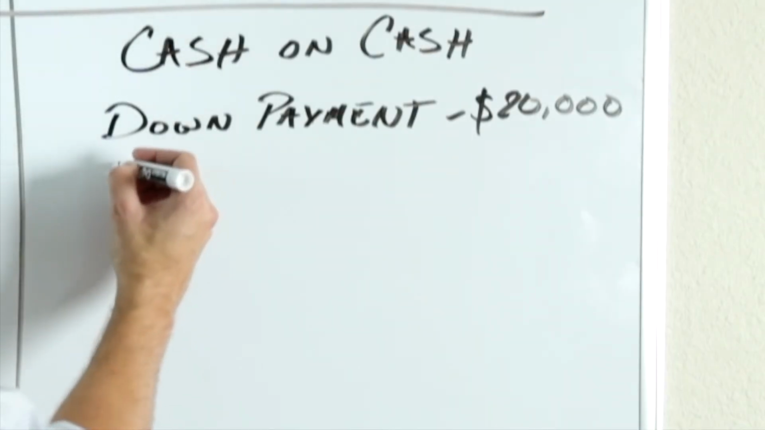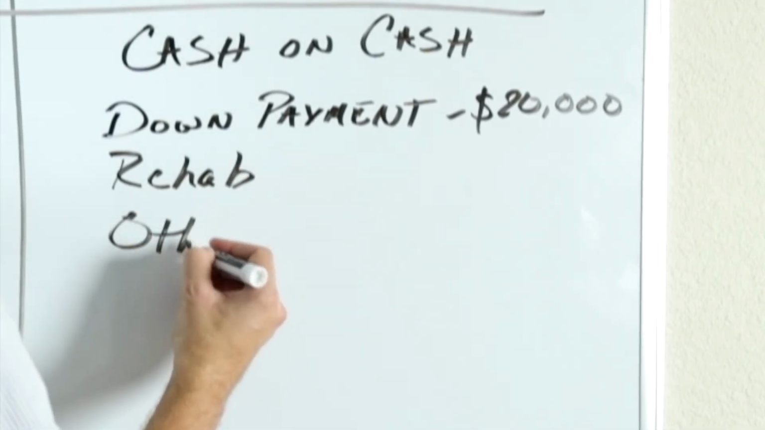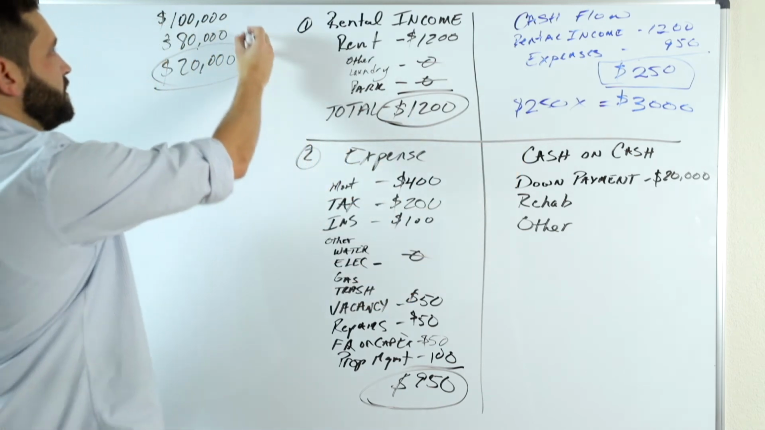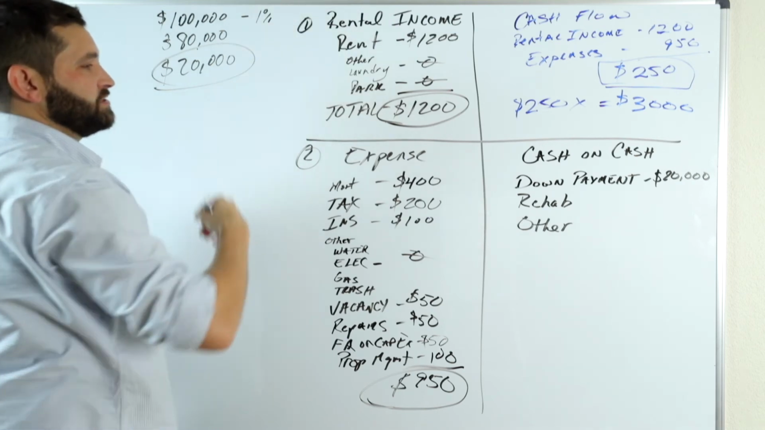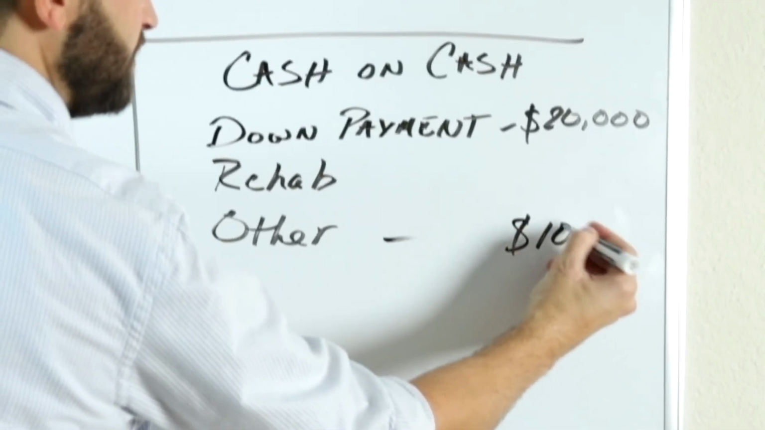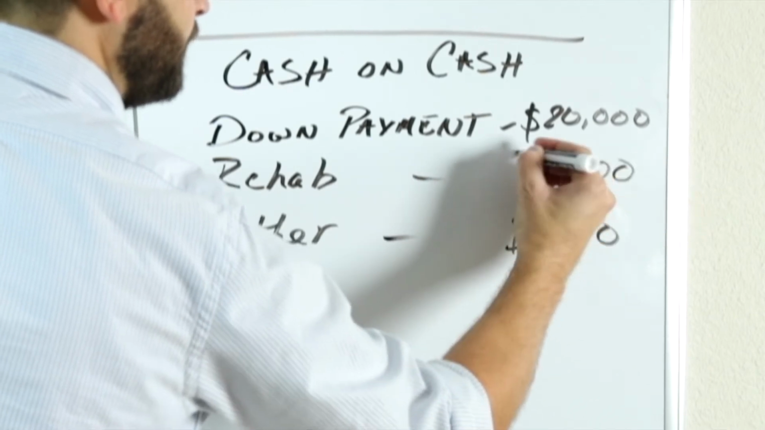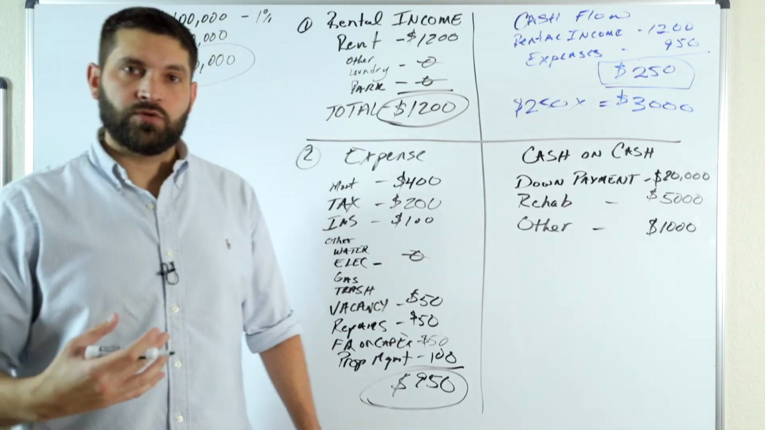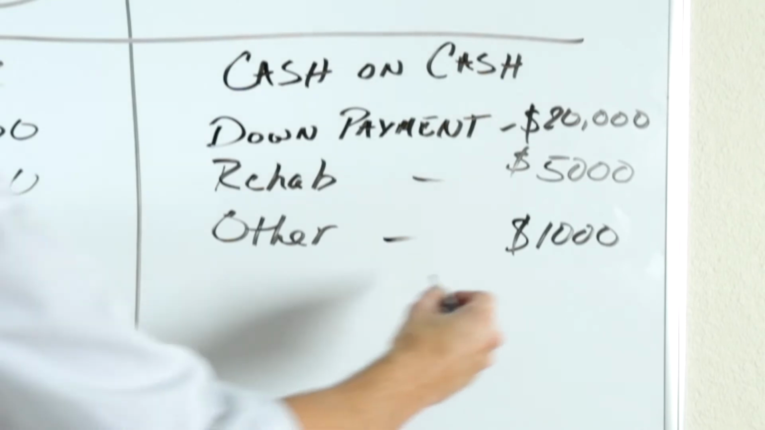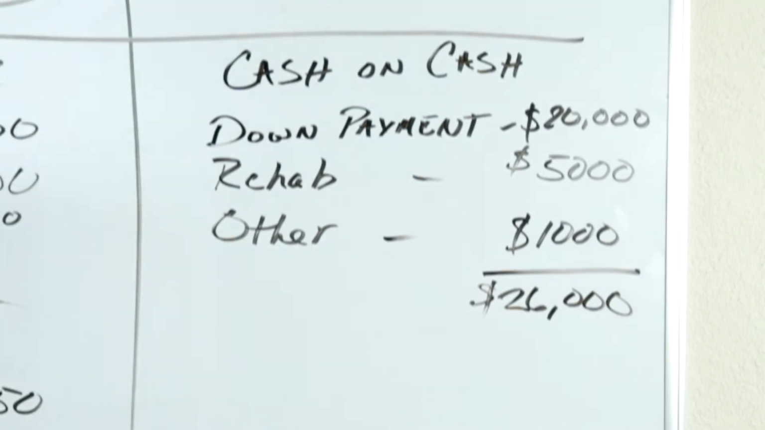One of the other things that I had to do is put some money into it as far as rehab, and you're always going to have other costs, okay? When I'm buying a $100,000 property here, basically about 1% of that is going to go to closing costs and stuff like that. So I like to put, let's say, $1,000 here in other costs. This particular property cost me $5,000 in actual rehab that I had to do. I had to replace some flooring and stuff like that. So in total, cash in on this property, I'm $26,000 into this property.